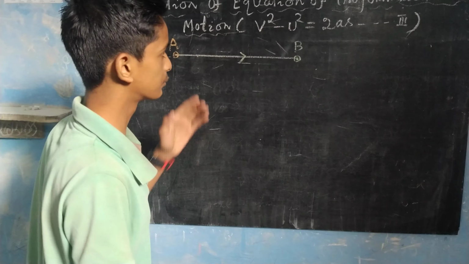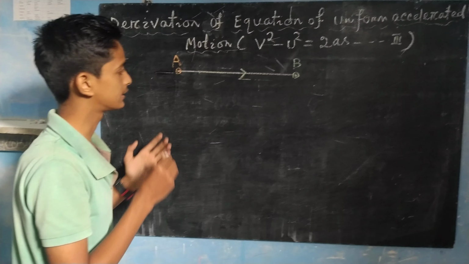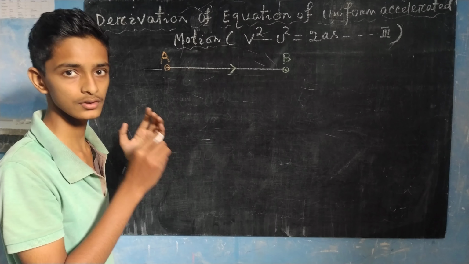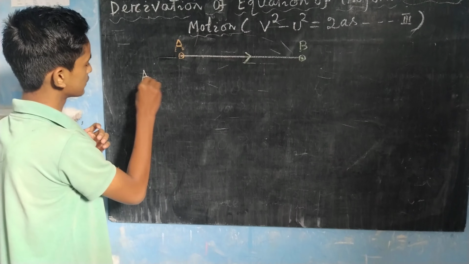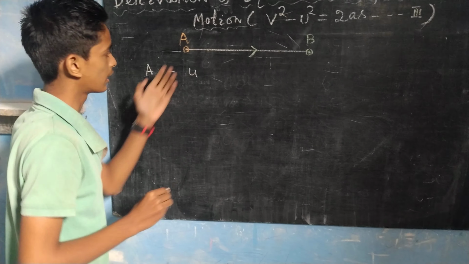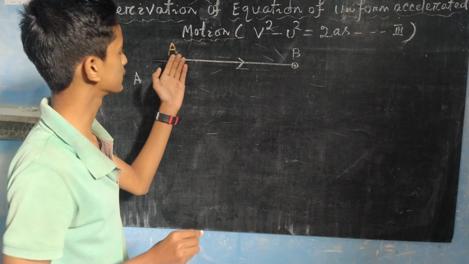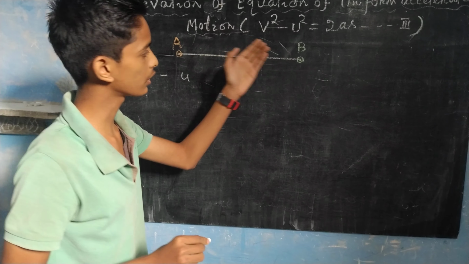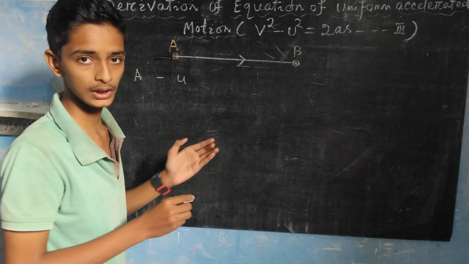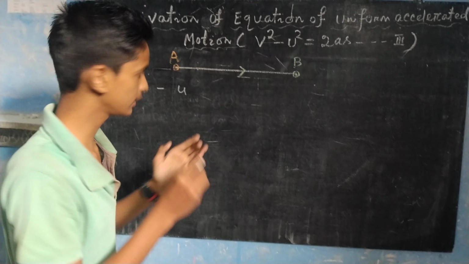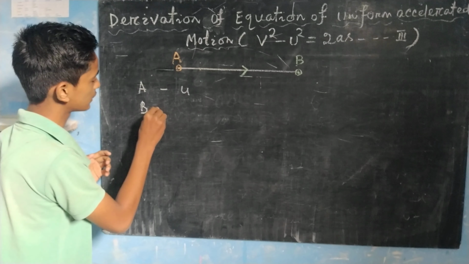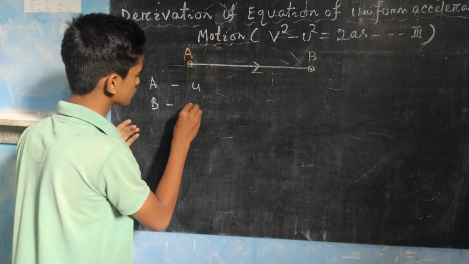Here the point A is called initial velocity. It is denoted by a symbol small u. A is equal to small u. And the B, or the final point, it is the increased velocity point. And it is denoted by a symbol small v. Means final velocity. Or B is equal to small v.